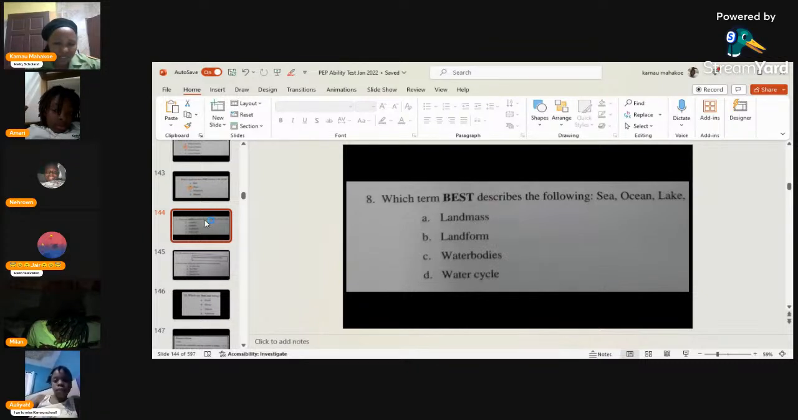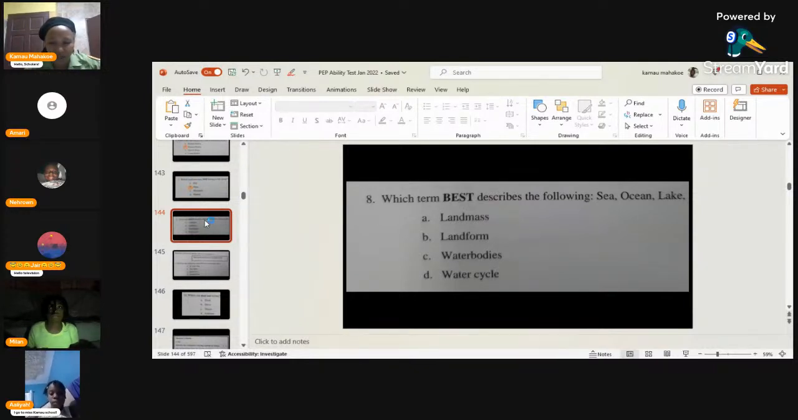All right, let me read that again because Neron was breaking up. Question 8 says, which term best describes the following? Sea, ocean, lake. What are those? Are they A, landmasses, B, landforms, C, water bodies, or D, water cycle? What are those three things? Who wants to have a go at it?